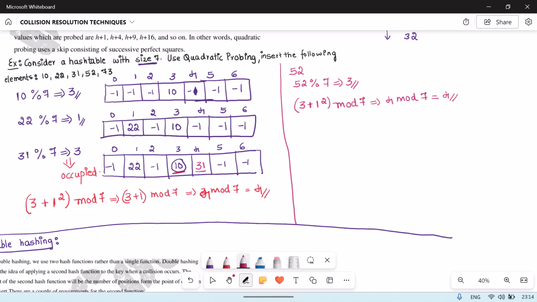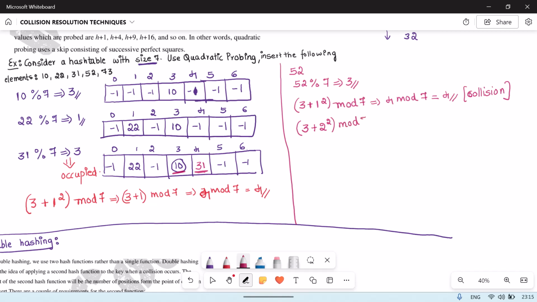But 4 is also occupied. 4 is occupied by 31. So still there is a collision. Now what to do? Again take the same hash value 3. Now 1 would become 2, so 2 square.